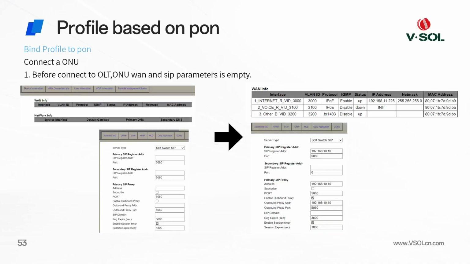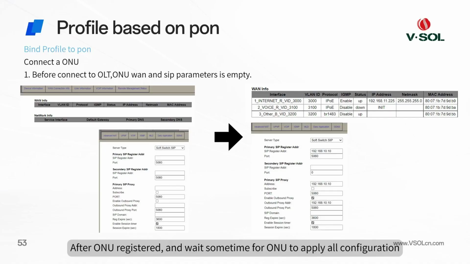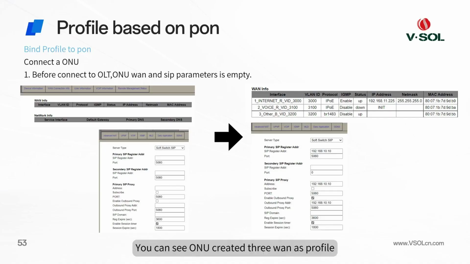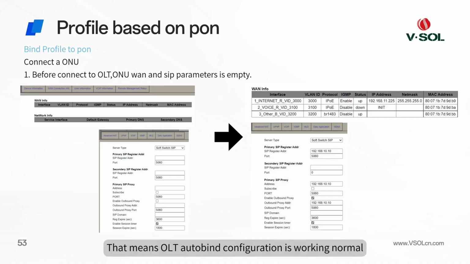Then we can connect the ONU to the OLT to test. Before connecting to the OLT, the ONU WAN and SIP parameters are empty. After the ONU registers, wait some time for the ONU to apply all configuration. You can see the ONU creates 3 WANs as in the profile, and all the SIP parameters are the same as the OLT profile. That means OLT auto-bind configuration is working normally.